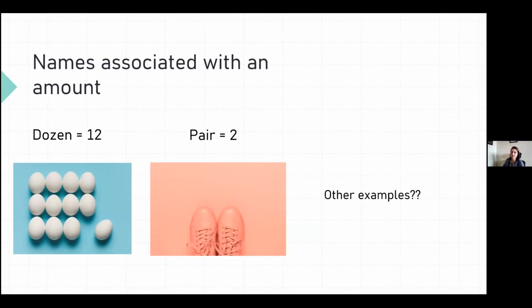These are fantastic. So these are words that we use to mean a certain number. It's kind of like shorthand. And so when we say a dozen, everyone knows we mean 12.